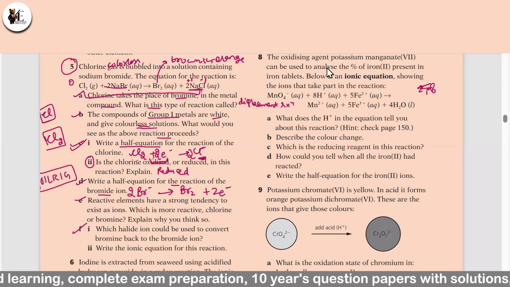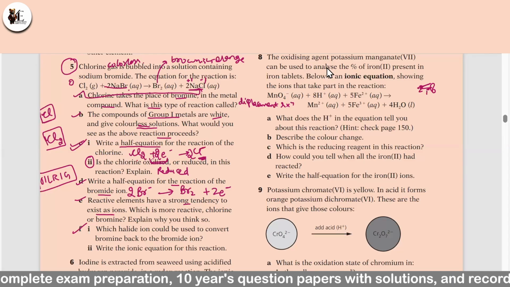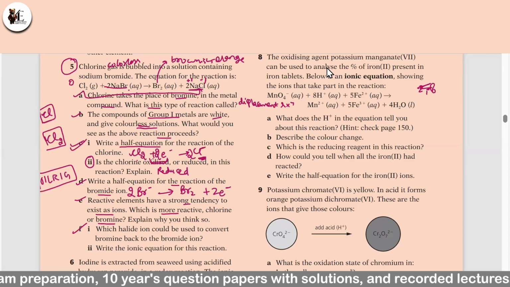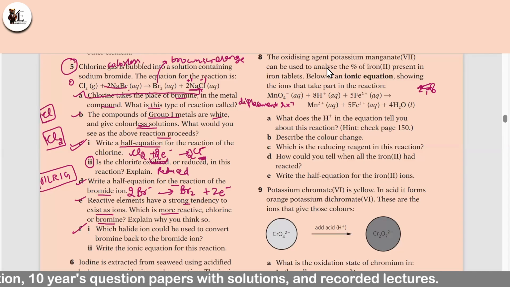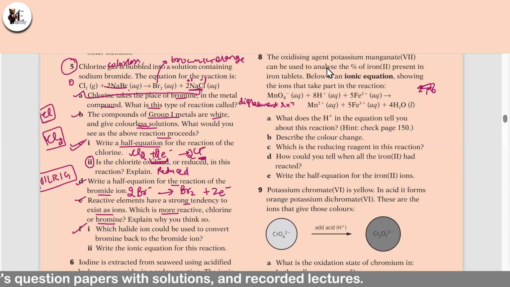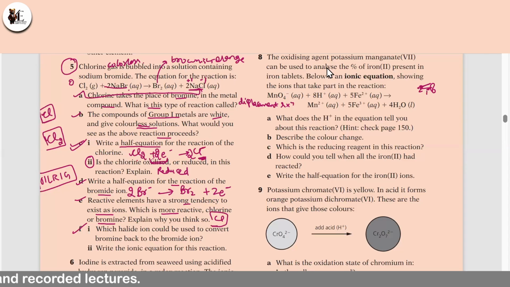Reactive elements have a strong tendency to exist as ions. Which is more reactive, chlorine or bromine? It is chlorine. Yes, chlorine is more electronegative. Why? Because chlorine has a smaller atomic radius, so it has greater attraction for electrons. Therefore, it gains electrons more easily.